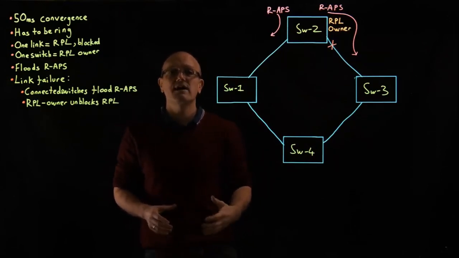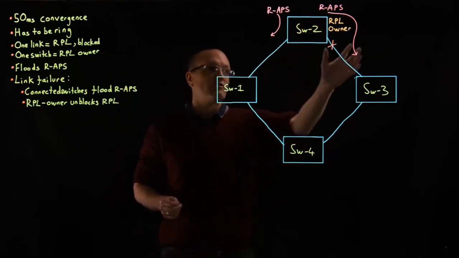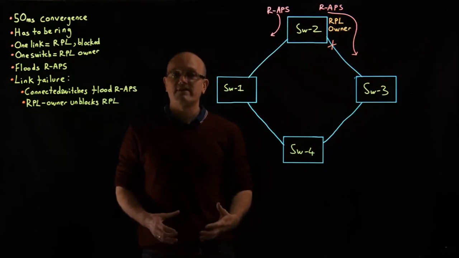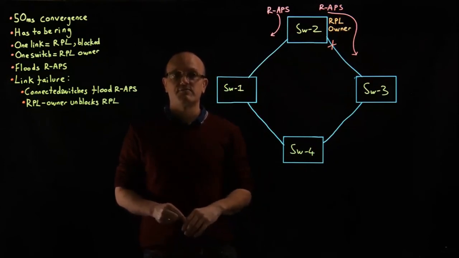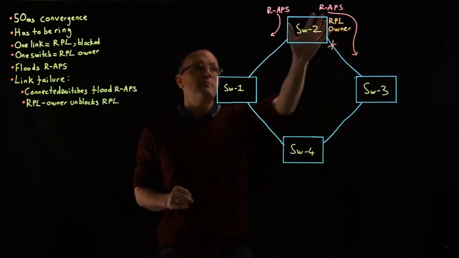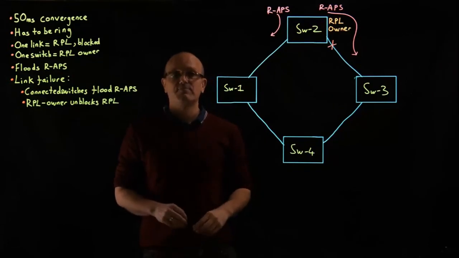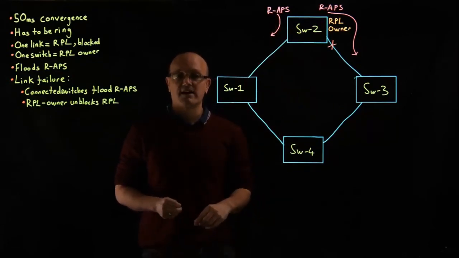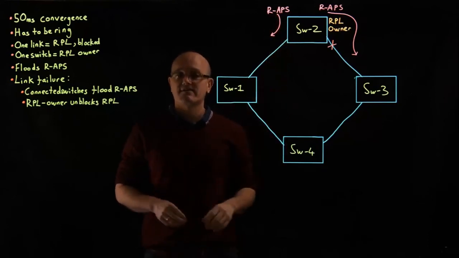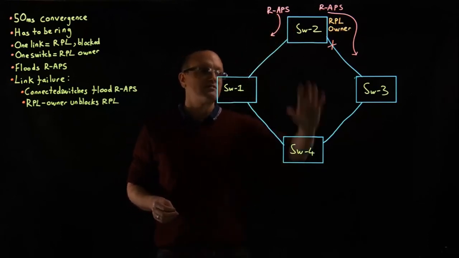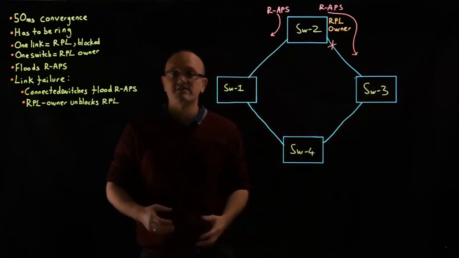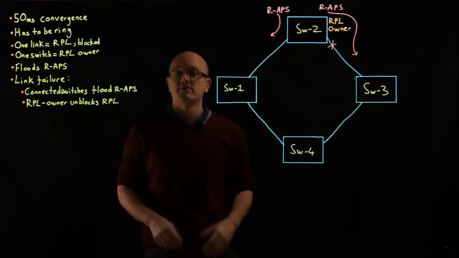And it's the RPL owner's responsibility to place a block on the RPL when the ring is operating under normal conditions. It's also the RPL owner's responsibility to flood ring automatic protection switching packets, our APS packets, out to the rest of the network to inform devices connected to the ring that the ring is operating under normal conditions.